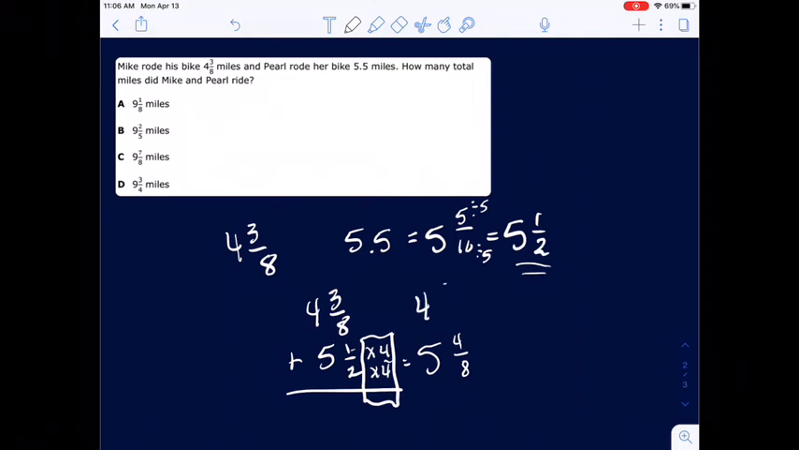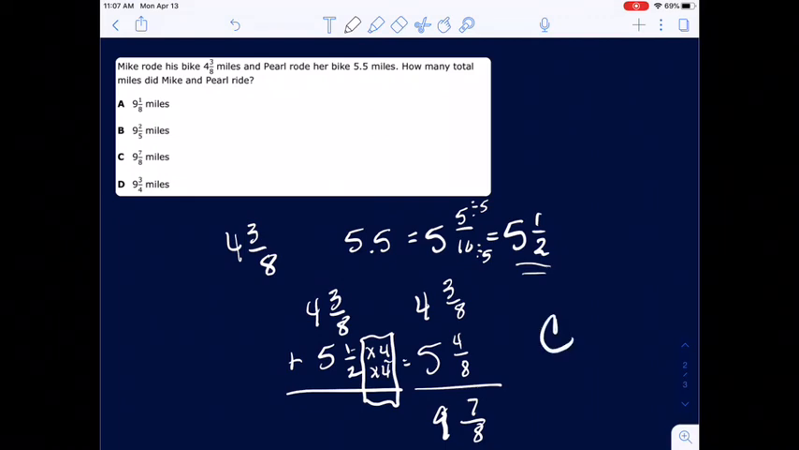And then remember, I'm still adding 4 3/8 to that. So 3 of something, in this case eighths, plus 4 of something, in this case also eighths, can be added together. 3/8 plus 4/8 is 7/8. 4 plus 5 is 9, and I can look to see, yes, C is my correct answer.